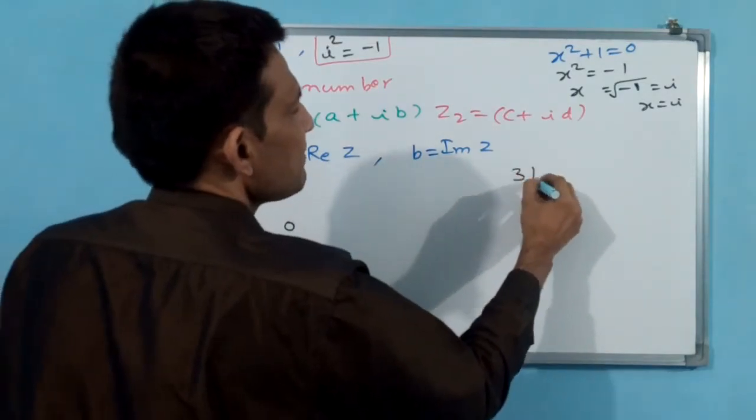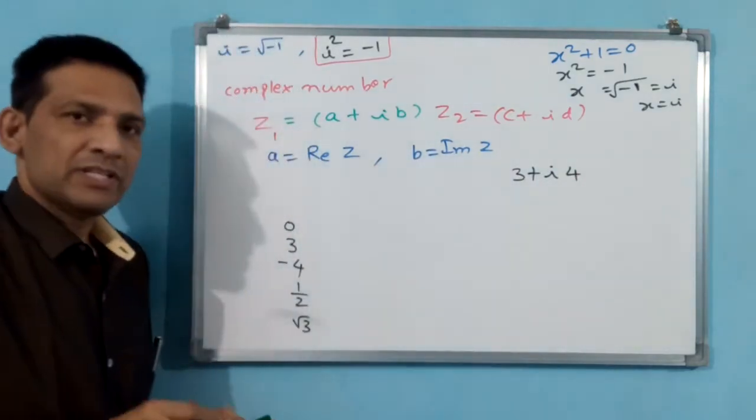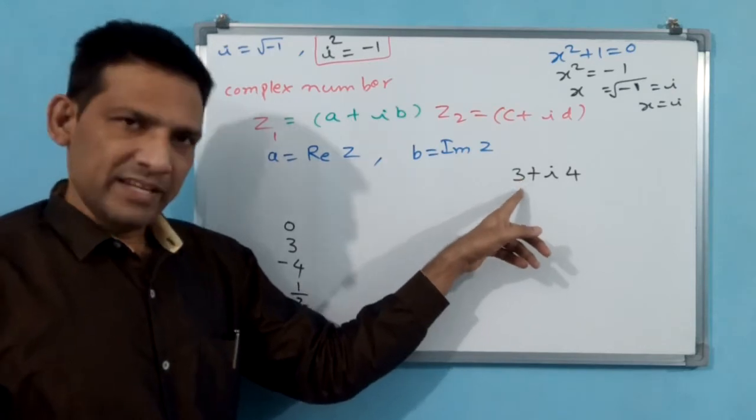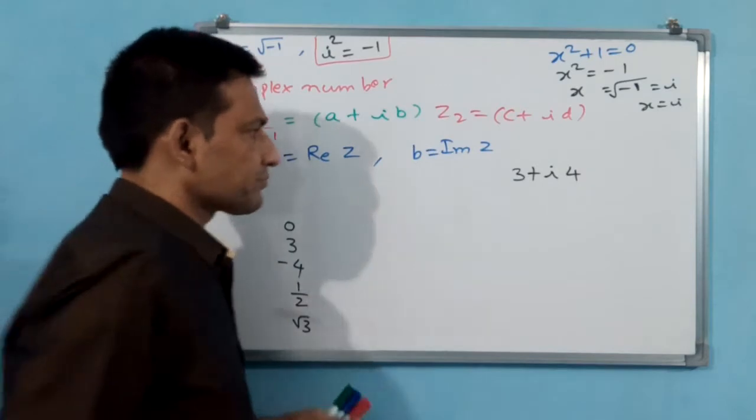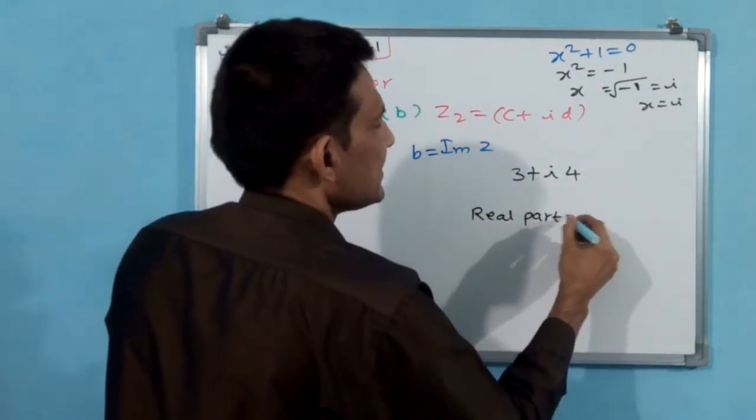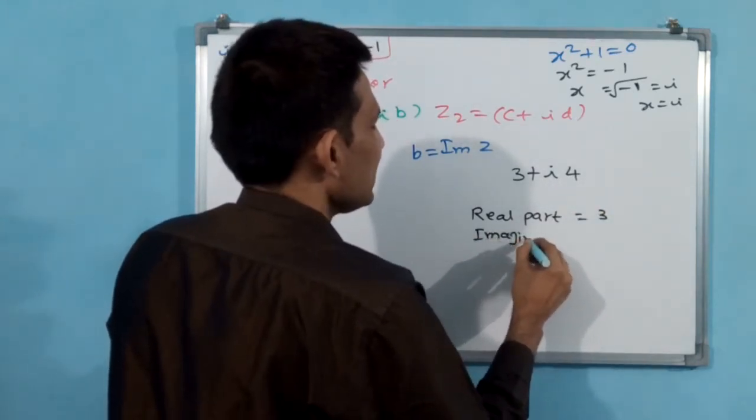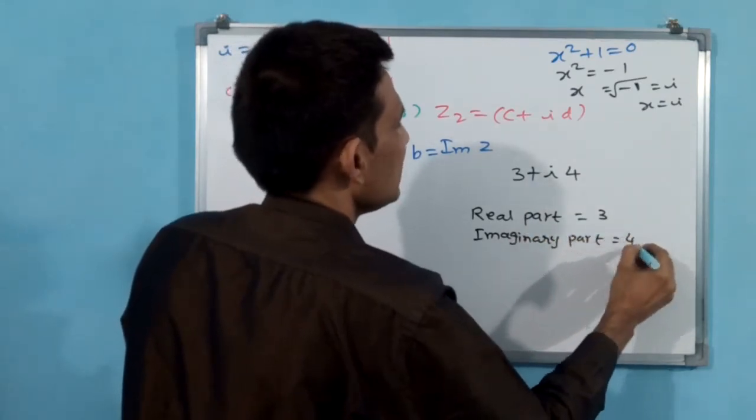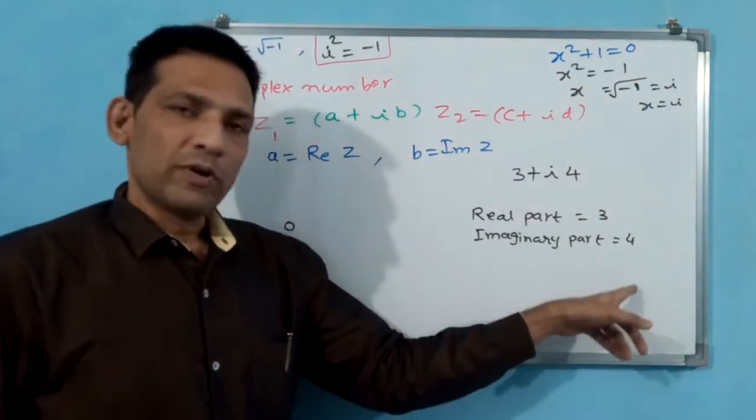Say I will write 3 plus i4. Here, this is a complex number. Real part is 3. Imaginary part is 4. Why? Because i is imaginary. I will write like this: real part is equal to 3, imaginary part is equal to 4. See, I have written the imaginary part only as 4, but not i4.